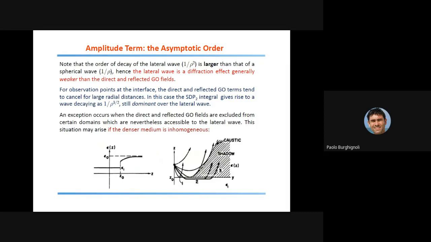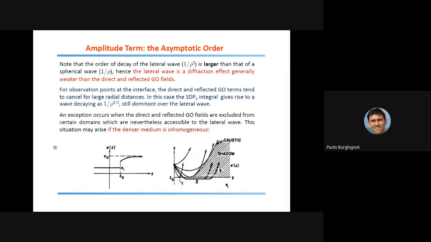When you have an observation point at the interface, the direct and reflected geometrical optics terms tend to cancel each other, especially for large radial distances. And this is the case in which the steepest descent path associated with K2, so the wave number in the lower medium, is vertical. And in this case, it gives rise to a wave that decays faster than 1 over rho. So it's 1 over rho to the 3 over 2. However, this is still slower than 1 over rho squared. So this contribution is still dominant with respect to the lateral wave.